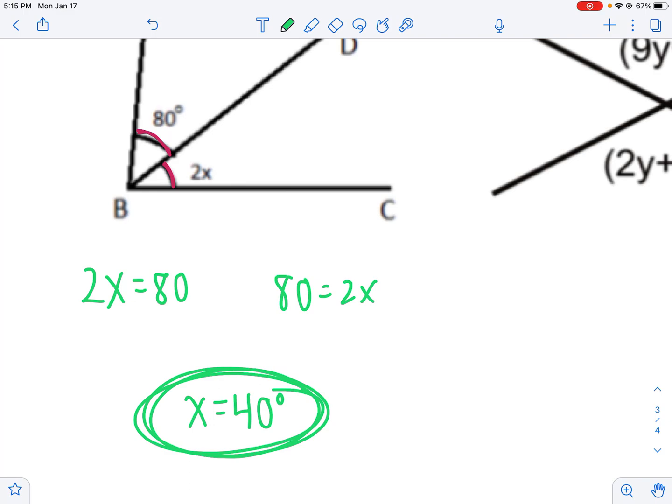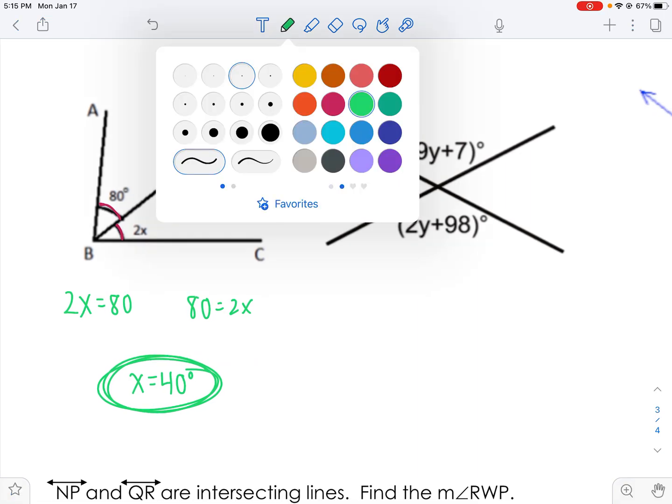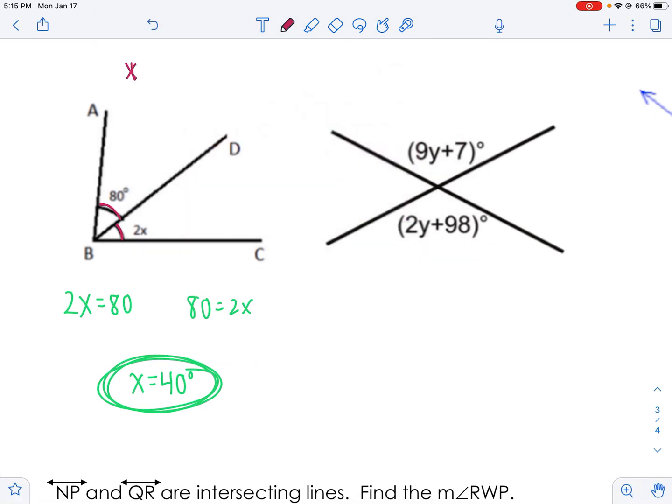So thinking back, we could add up to 90, we could add up to 180, or now we could set problems up with part equals part again.